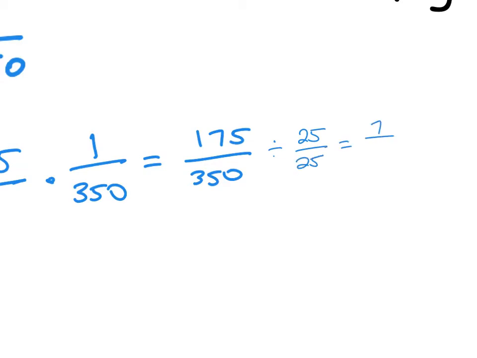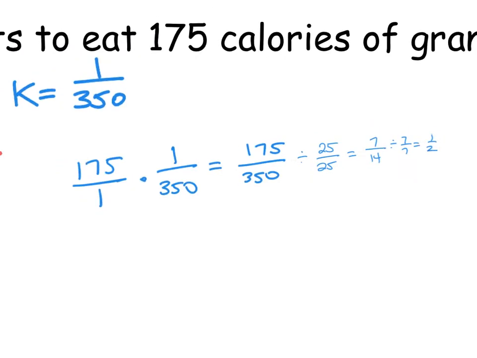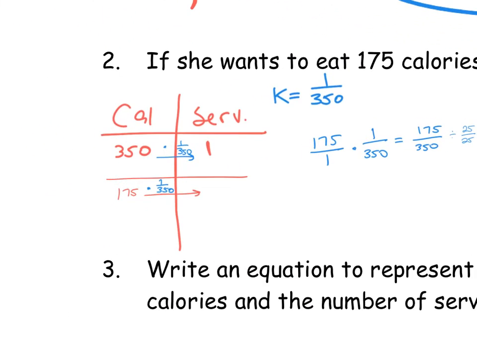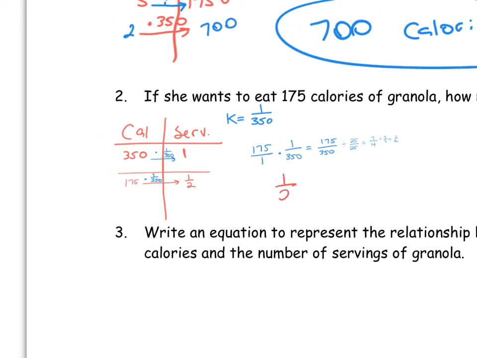And when I do that, I get 7/14. Okay, now I notice, well, 7/14 can still be simplified, and that I can divide by 7 over 7, which is 1/2. So therefore, 175 calories comes from 1/2 of a serving. Now, maybe you recognize that it was that case because maybe you recognize, well, 175 is half of 350. That's fine. I just wanted to set it up this way because then it sets us up for question number 3.